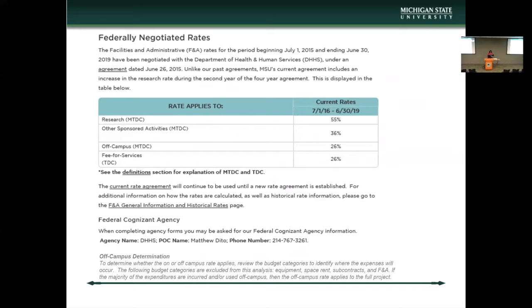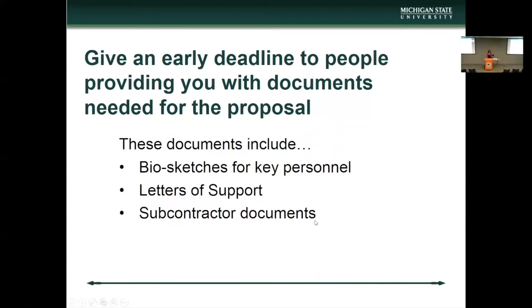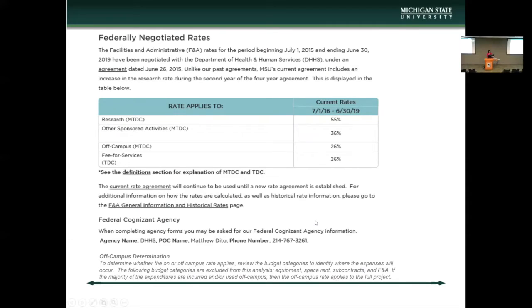We have research. And that MTDC is modified total direct cost. That means it's excluding the tuition that we can't charge, the remaining of that subcontract that I gave an example for earlier. We can't charge that remainder of that $75,000. It excludes certain things. And so that's just some information there that you can know. And that rate is good until 6/30/19.